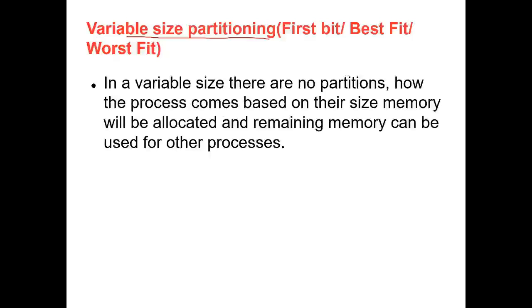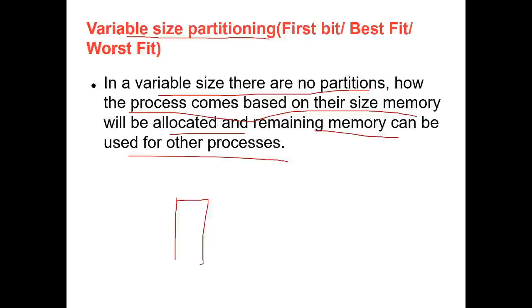Next is variable size partitioning. In variable size partitioning, there are no fixed partitions. As the process comes, based on its size, memory will be allocated, and the remaining memory can be used for other processes. So however the processes come, that way they will be allocated in the main memory. Now suppose this is the main memory. As there are no partitions, the processes will be allocated to the memory as they come.